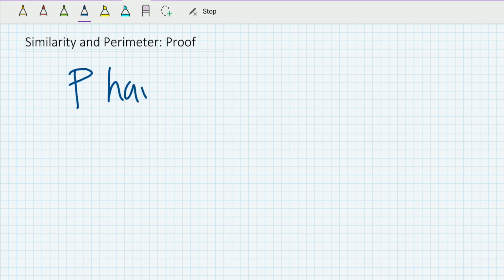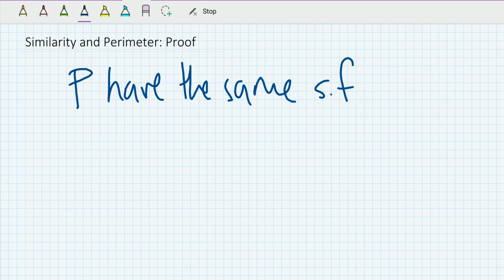One of the biggest things you used in the video was the fact that perimeters have the same scale factor as when you're working with dilations or similarity. So if you knew the dilation was 2, then you can just do the exact same thing: multiply the perimeter. But now I'm going to do the proof of why this actually works.